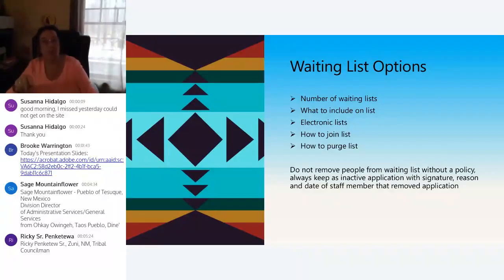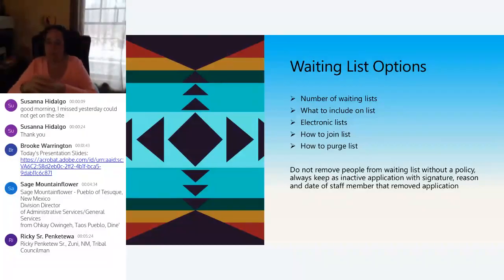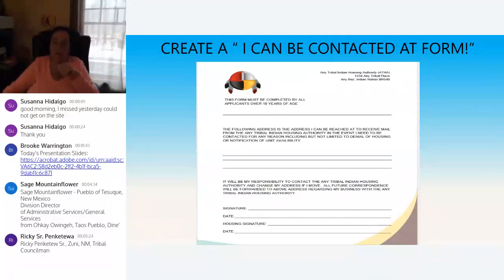Be careful purging your waiting list. HUD's going to look at that. Don't remove people from a waiting list without a policy. Always keep them as an inactive application. So you should have an inactive file, filed by year, and you never get rid of those, with the signature, reason, and date of the staff person who removed that application from the file.